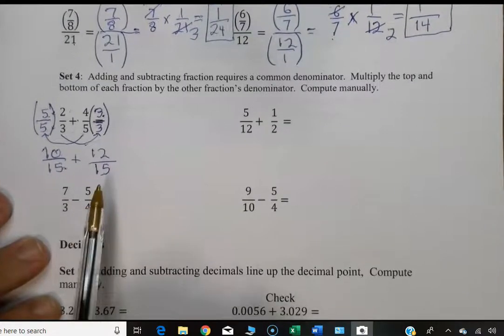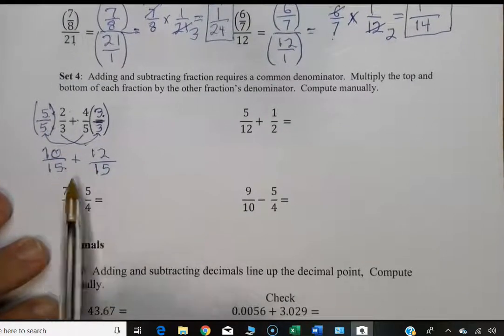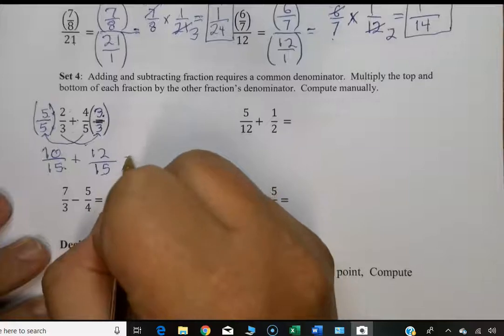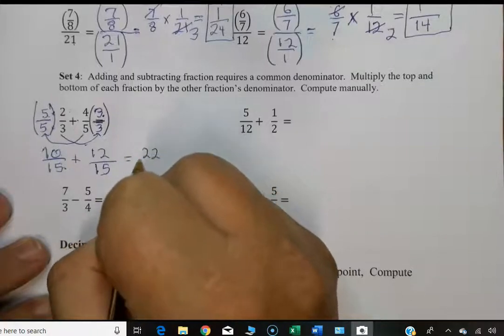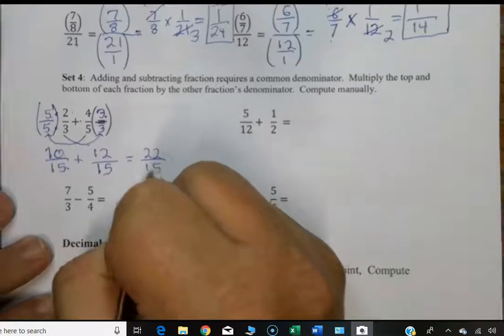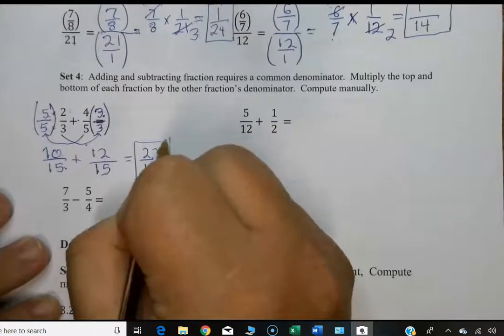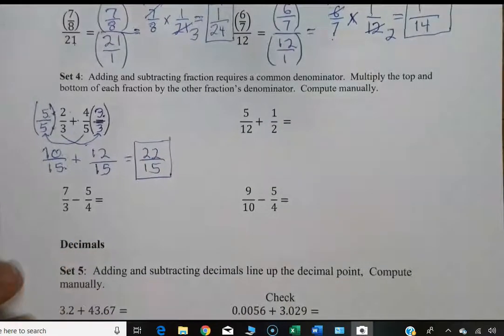Okay, now to finish the problem, you add the numerators but not the denominators. So 10 plus 12 is 22. And then 15 stays on the bottom, and that is that. Okay, let's go ahead and do this subtraction problem here.